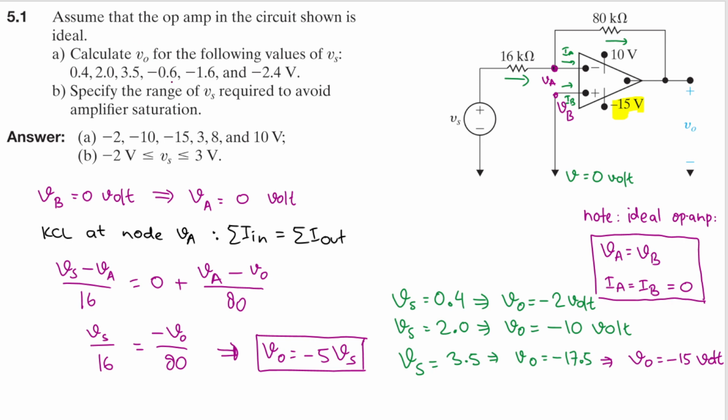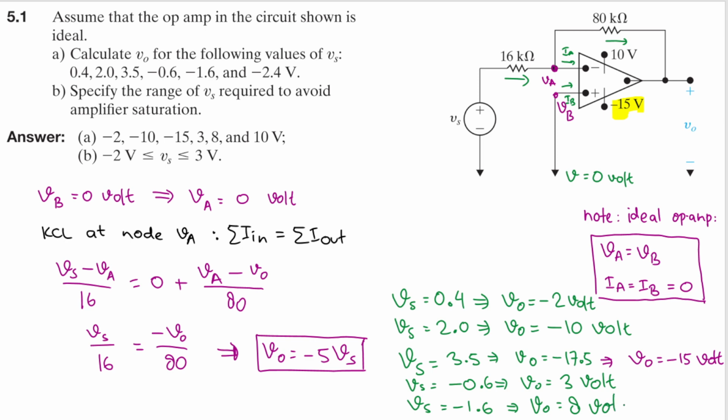Okay, now let's move on to this minus 0.6. Okay, Vs is equal to minus 0.6. And what is V0? V0 will be 5 multiplied by 0.6. That will be 3 volt, right? 3 volt. Okay, and now what else? Vs is equal to minus 1.6. That will be V0 is equal to 5 multiplied by 1.6, which is just 8 volt.